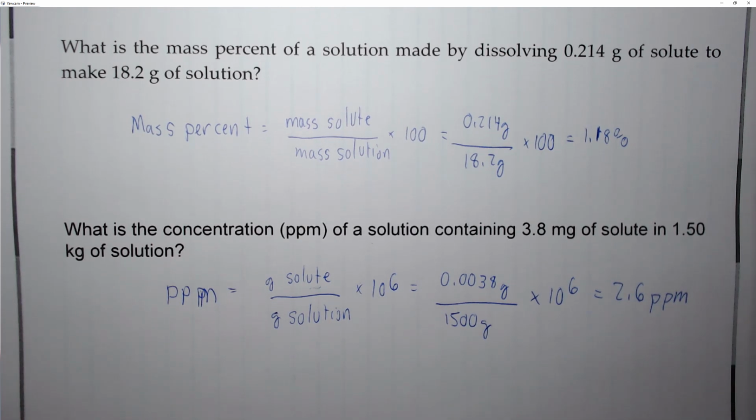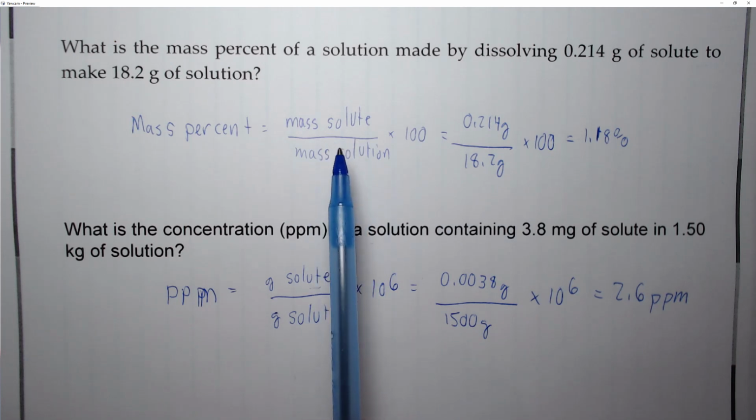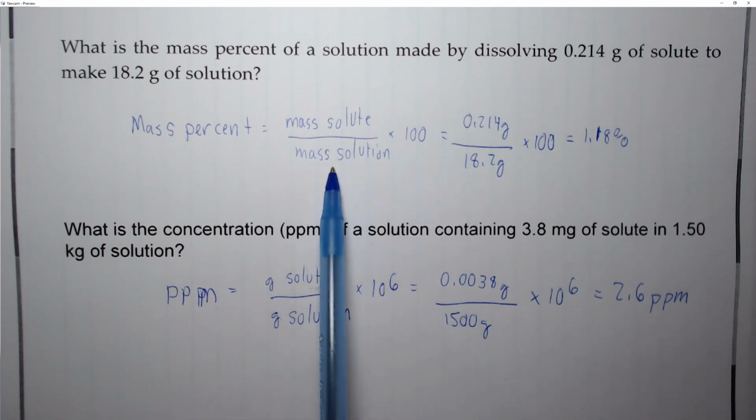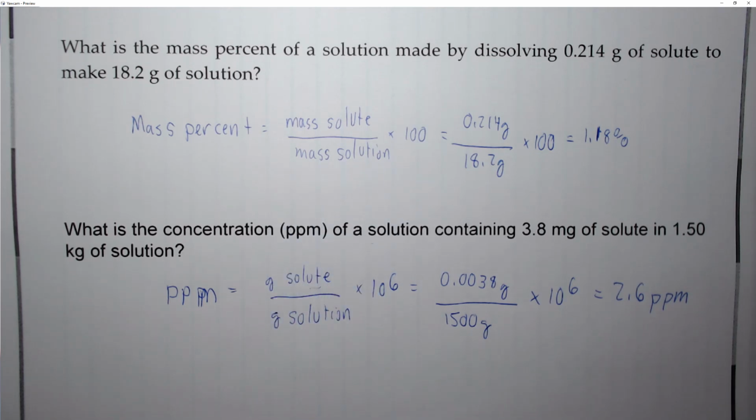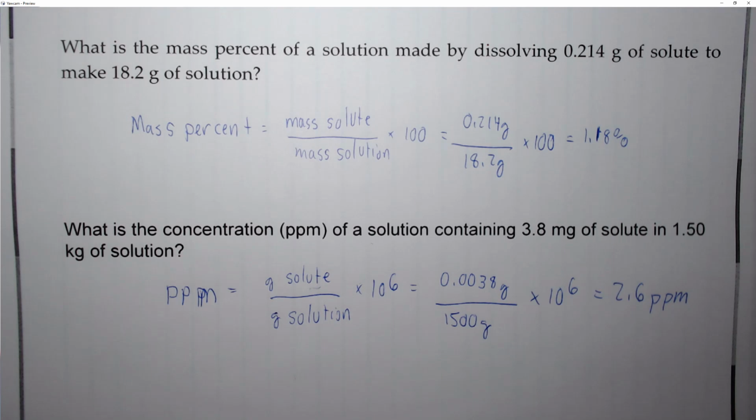These are just two different units of concentration that are used in different applications. The healthcare industry uses mass percent, and sometimes mass over volume percent, where you put the volume of the solution instead of the mass of the solution. The environmental industry is using parts per million, and I'm sure there are other industries that are using each of these two different units as well.